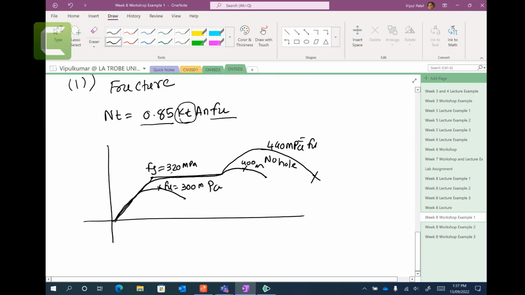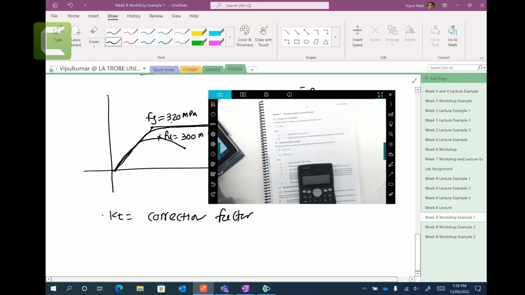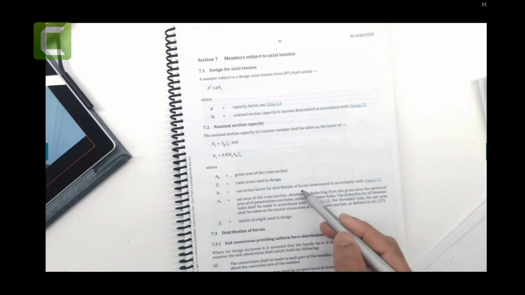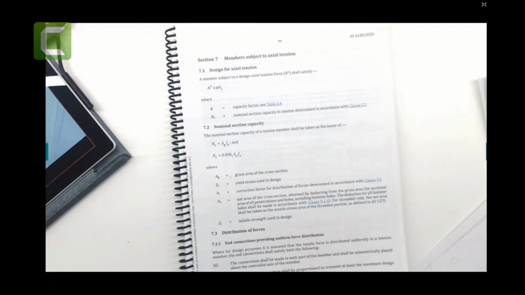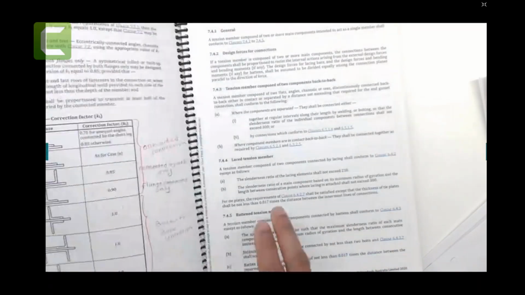Let's work out the KT first. KT is called the correction factor. You don't need to remember the name again; the correction factor name is given here. KT, correction factor for distribution of the forces, determined in accordance with clause 7.3. You are more than welcome to read. I think we read these lines in the lectures, the things that I explained to you.